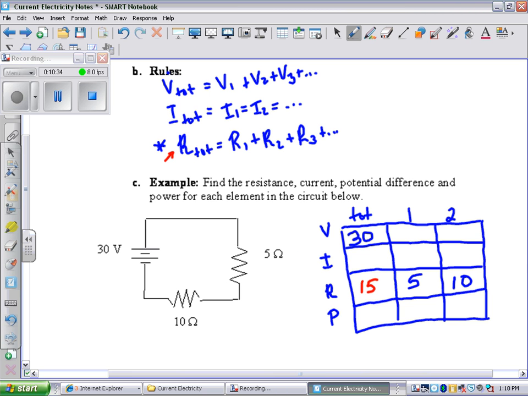Now, when I go vertically in this chart, I use two equations. I use V equals IR and P equals VI.